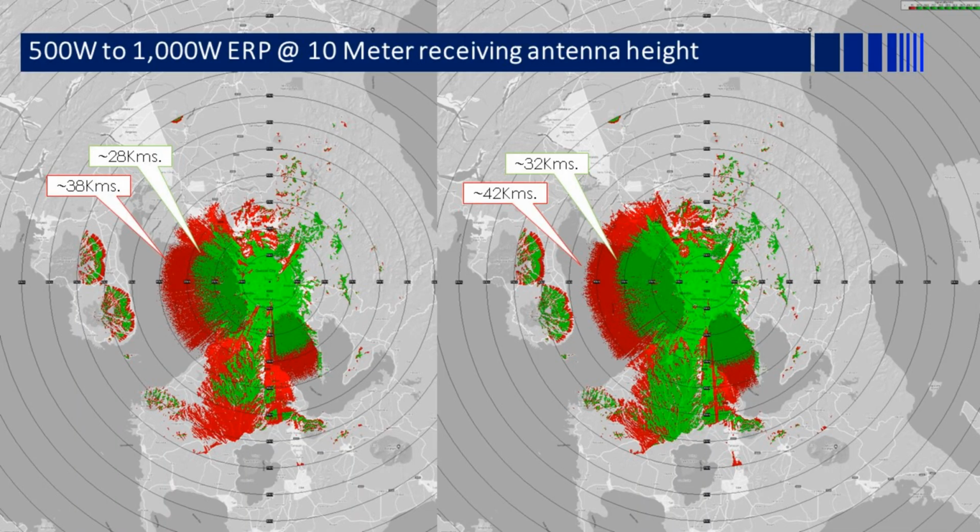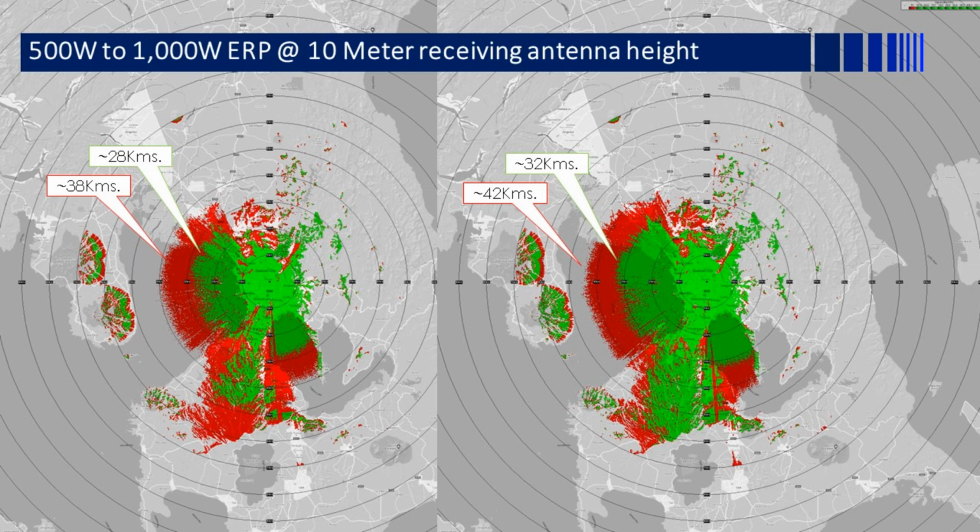This slide compares the coverage of a 500 watt ERP to a 1000 watt ERP station. Notice the slight difference in the extent of their coverage. The green shows a reliable signal, and the red shows the fringe area. The one on your left is the 500 watts, which has a distance of 28 kilometers for the green, and for the 51 dB microvolts per meter, it is 38 kilometers.